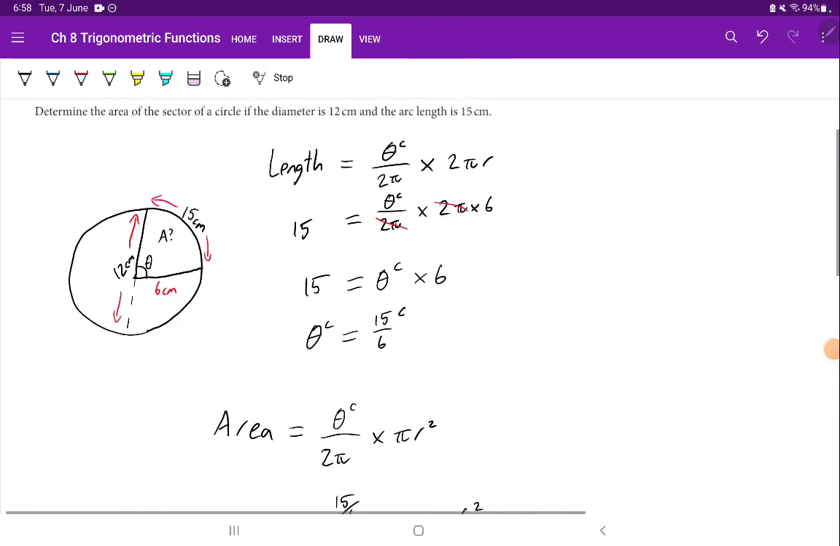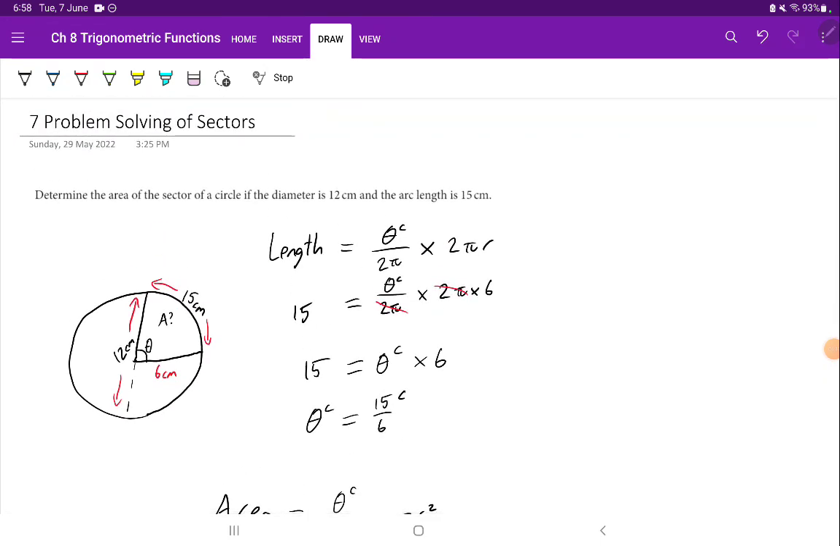Alrighty, so a lot of this question, quite easy to do, but first you need to make sure that you are drawing a picture. I'll see you on the next one.